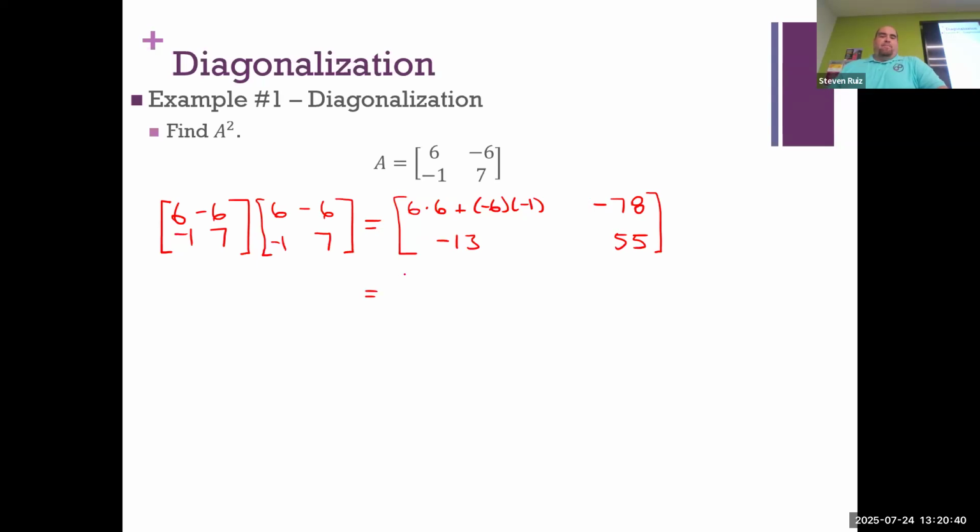Does it look okay? -42, -13, -78, 55. Okay, we okay with that? All right, so that's from a while ago.